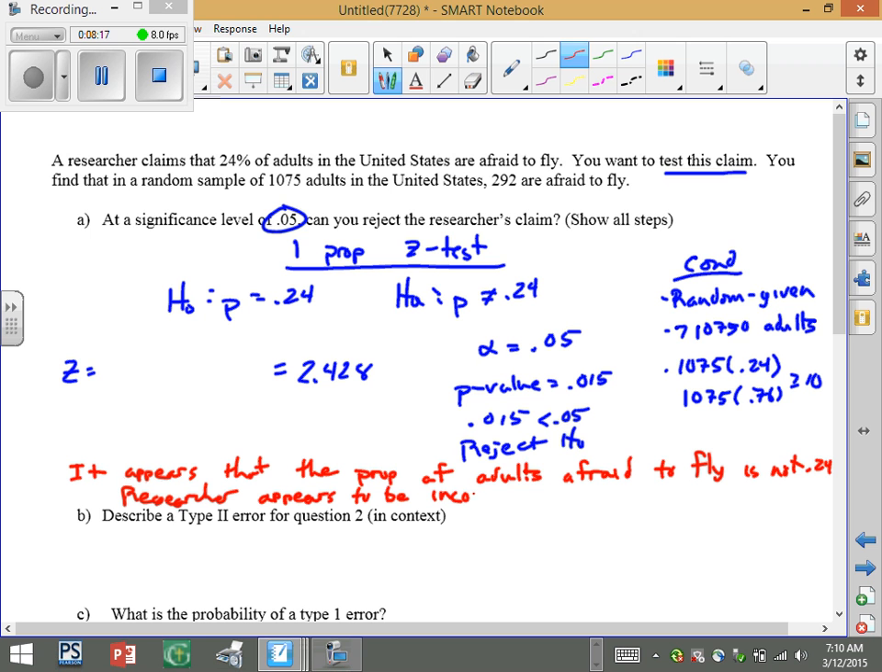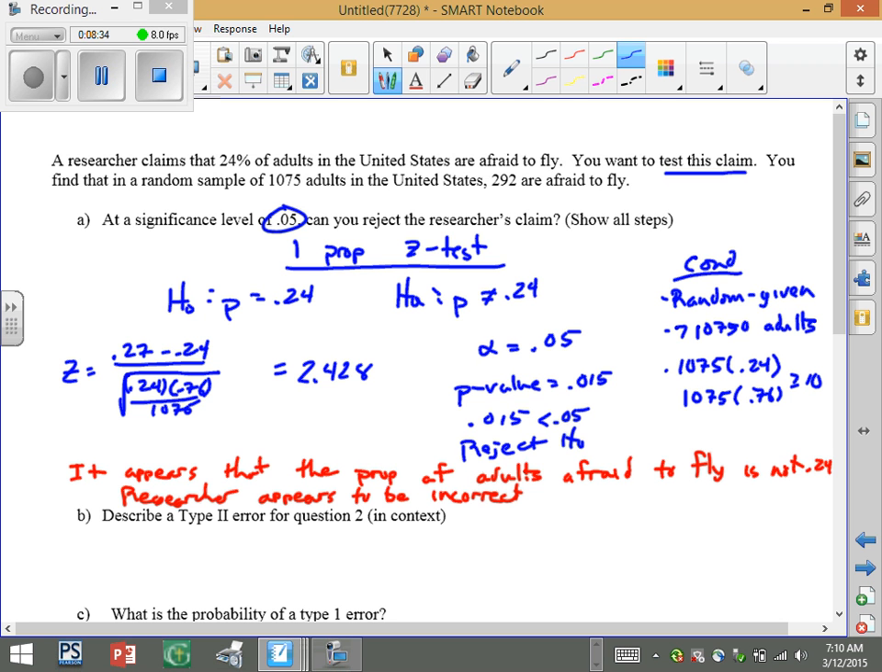Alrighty, and now just go back in and fill in that z-score very quickly. So the observed, the p-hat was 0.27, the predicted was 0.24, and then standard deviation, remember you use p here, so 0.24, 0.76 over 1,075.